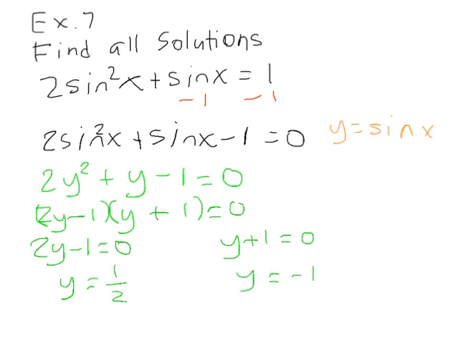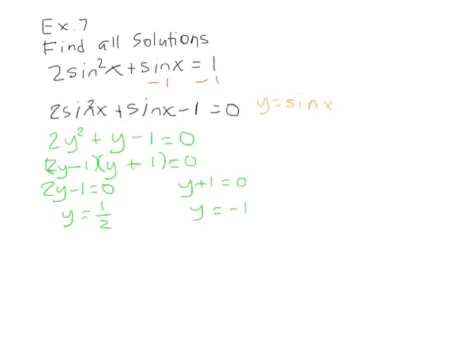Well, what does that mean? Remember, we said that y was equal to the sine of x. So everywhere we see y, we're going to set it equal to the sine of x. It's going to look like this: sine x equals 1/2, and sine x equals negative 1. So we want to know all the places on the unit circle where this happens, and where those places are, those are where our solutions will be.